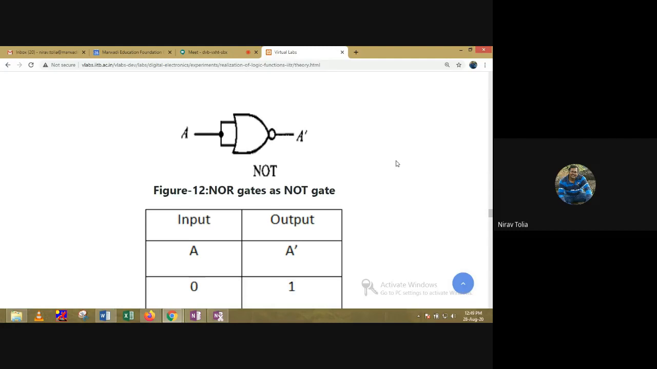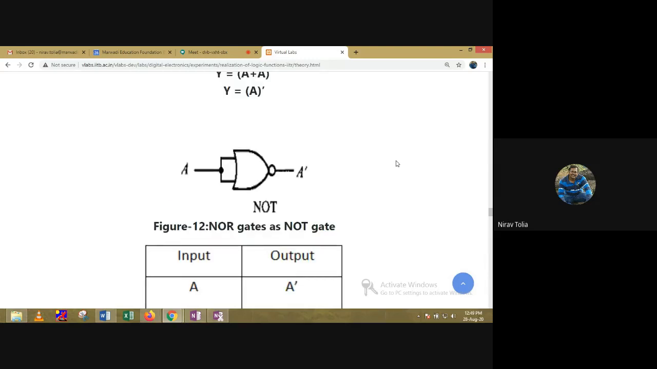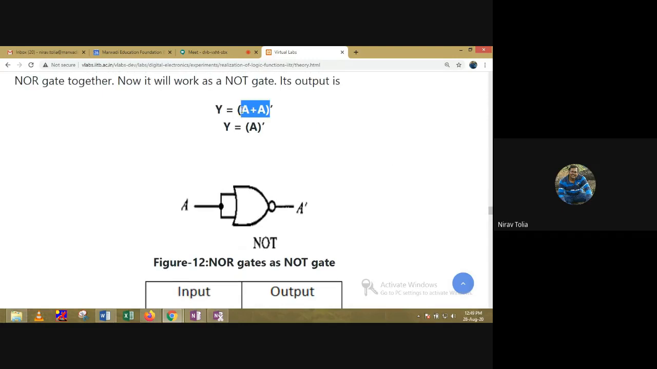Okay, and then what is the equation of the NOR gate? The equation of the NOR gate is A plus B whole bar, instead of A into B whole bar for the NAND gate. Now, as I am connecting both the inputs with A, the equation is A plus A whole bar. A plus A is A only. Suppose A is equal to 0, then 0 plus 0 is 0 only.